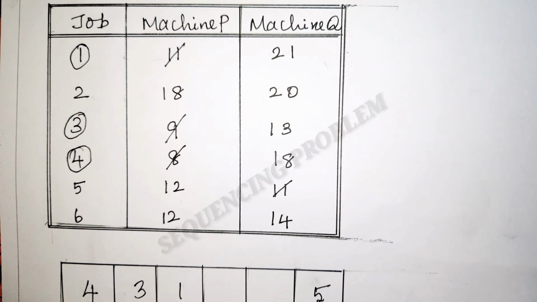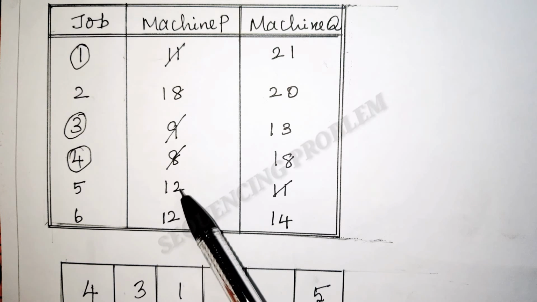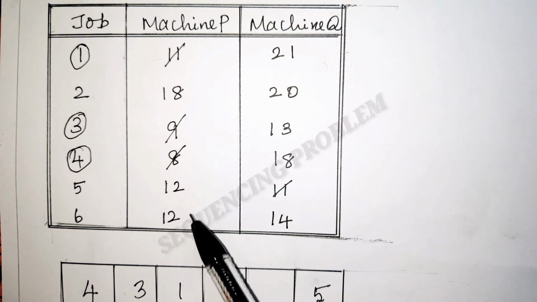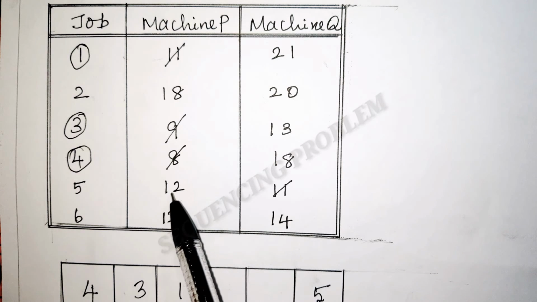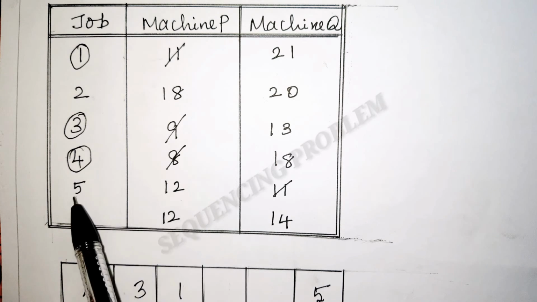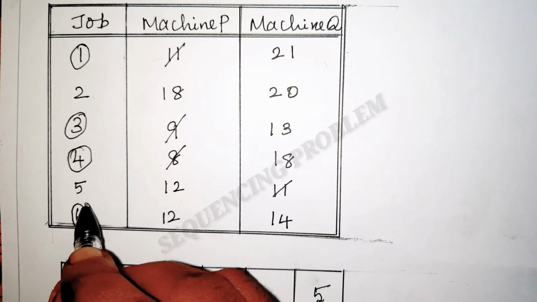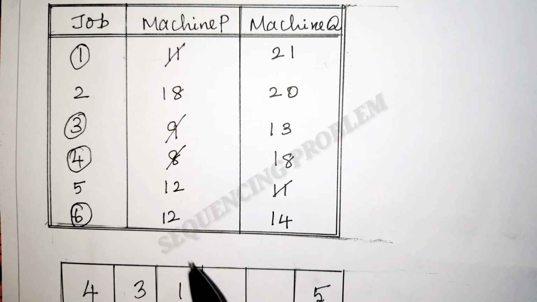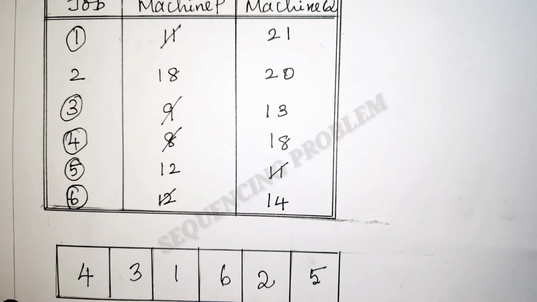The next minimum value is 12. It comes in 2 places. The tie occurs in machine 1, so you can select any one. If I select this value, the job 5 is already completed. The possibility is the 6th job. So you write 6 here. The left out one is job 2. So you write it here. The optimal sequence for the jobs is 4, 3, 1, 6, 2, 5.